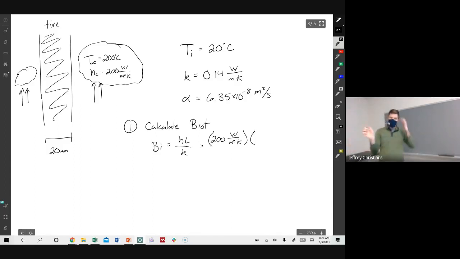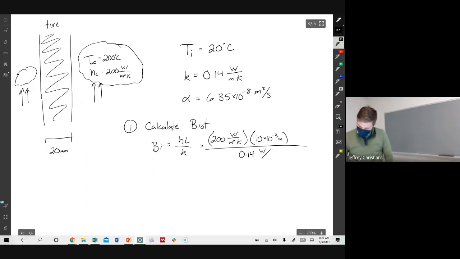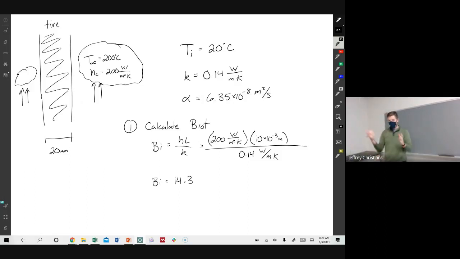The length that we need, we have heat coming in from both sides, so we don't need the full 20 millimeters, we need just 10, because that's the half length. So this is 10 times 10 to the minus 3 meters divided by 0.14 watts per meter Kelvin. And when we do this, we find that the Biot number is 14.3. So right away we know, okay, the Biot number is pretty big.